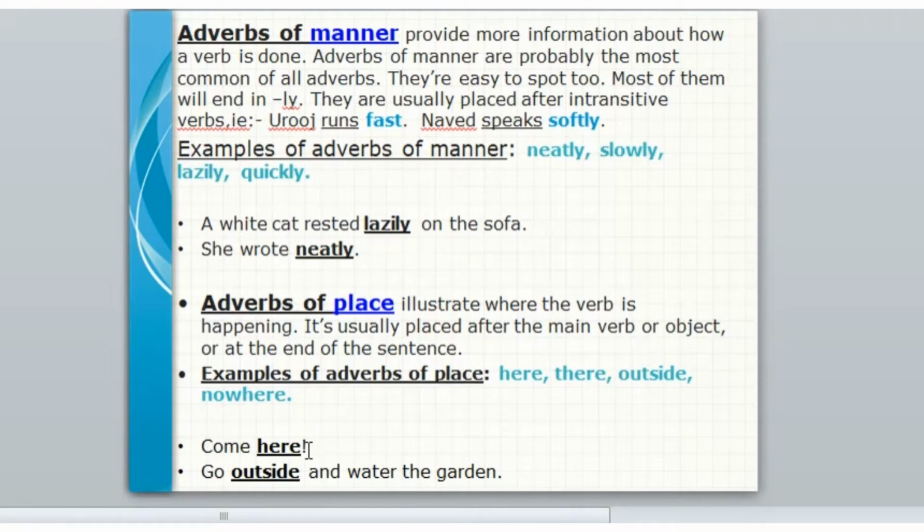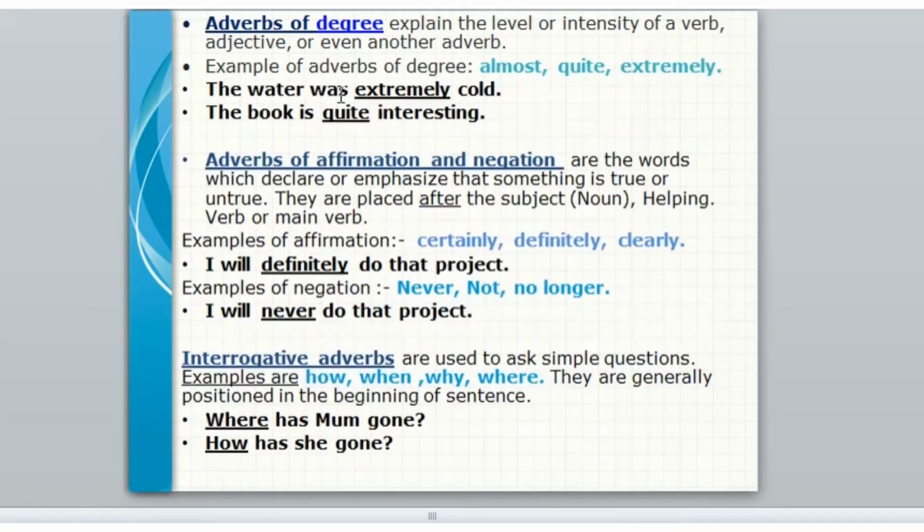Let's see how they can be used in a sentence. In command kind of sentences, when someone gives you an order, you see, come here. This word here is pointing out some place. They want someone to come here, right? So here is this adverb of place. Go outside and water the garden. Here, which word is giving you an idea where someone should go? Outside. This is the adverb of place. Okay. Now let's come to next.